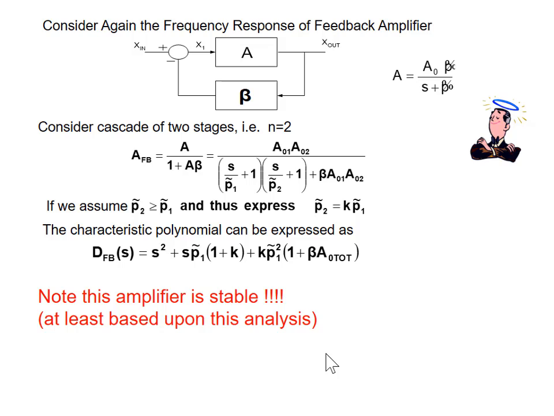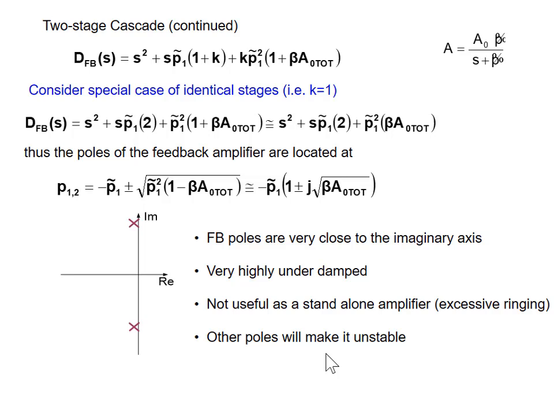We don't have any stability issues here at all. Notice the poles here are all in the left half plane. That's the good news. At least based on this analysis, it appears that this amplifier is always stable. However, I'm going to consider the special case where there are identical stages. So in this case, k will be equal to 1. And I can then find a closed form expression for the poles. And the poles are at minus P1 tilde, magnitude of the pole of the original amplifier, times 1 plus or minus j square root of beta A total.